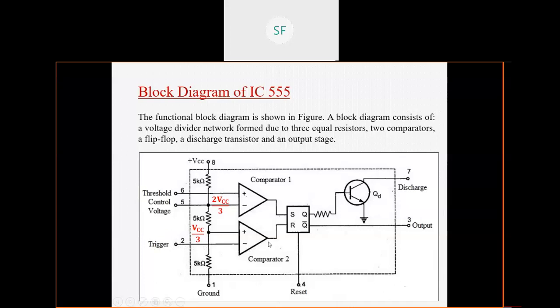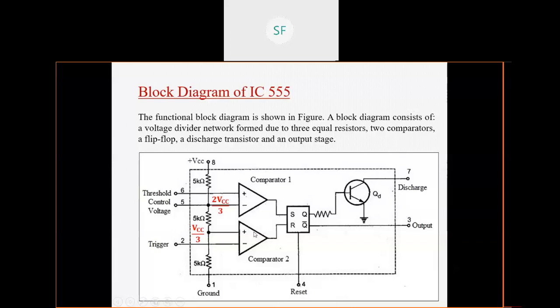Okay. Now what is the output? The output of comparator 2 is given to the reset terminal of your flip-flop. S stands for set, and R stands for reset. So S and R are nothing but the two inputs of the flip-flop, and Q and Q bar are the two outputs of the flip-flop. So this rectangle is called a flip-flop. I hope this comparator part is clear to you now.